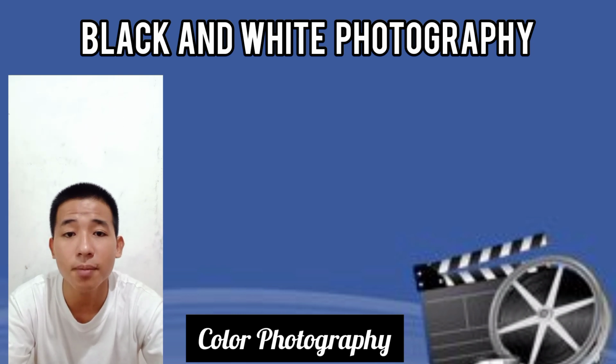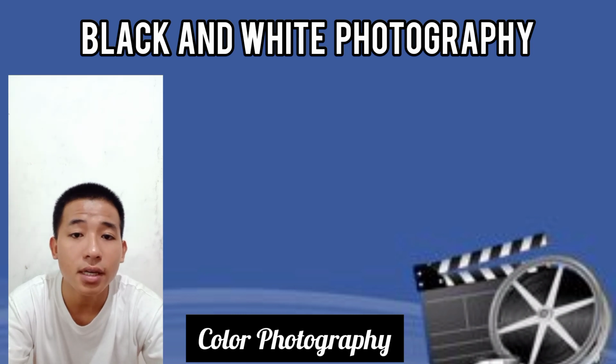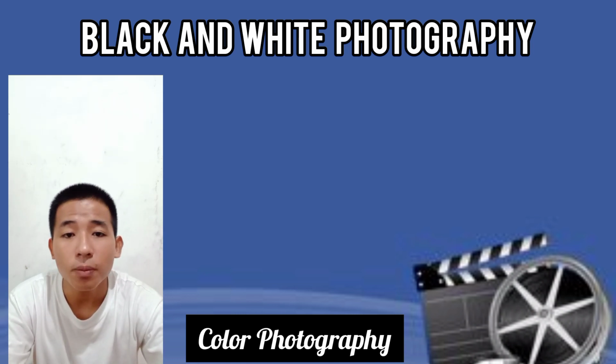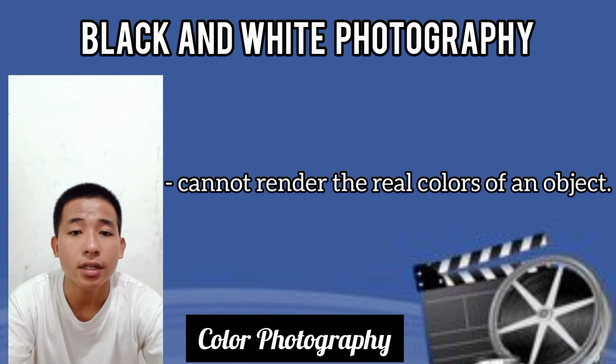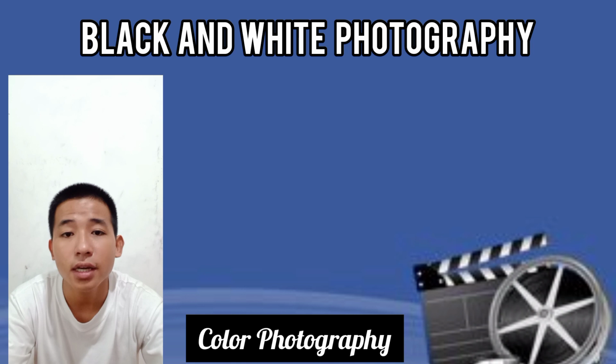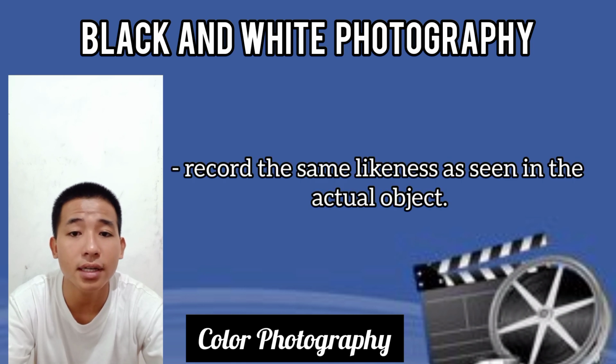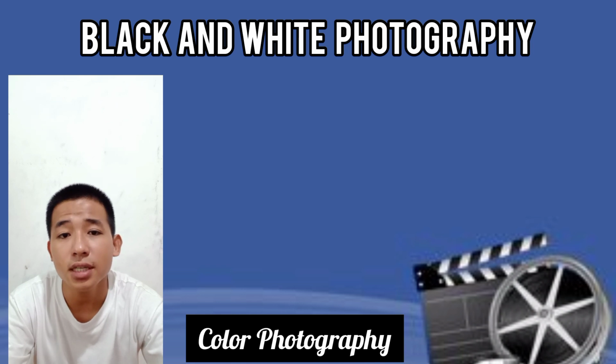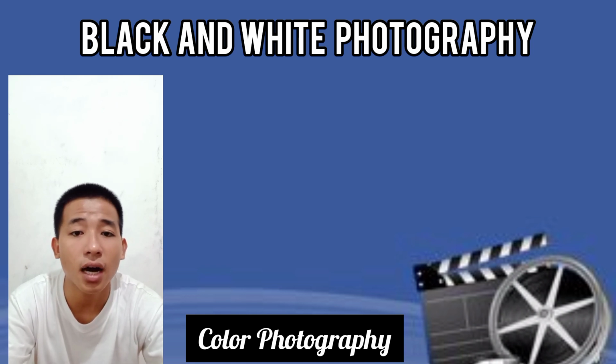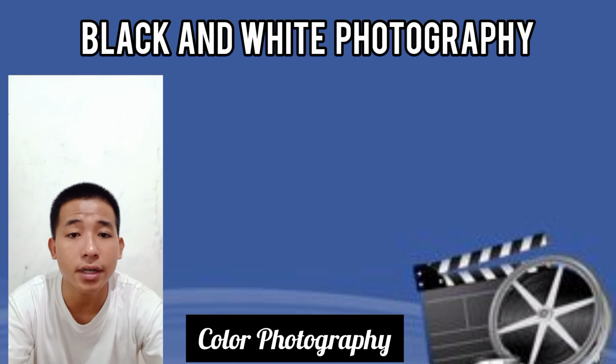There is a difference between black and white photography and color photography. Black and white photography cannot render the real colors of an object, while color photography can record the same likeness as the scene or the actual object. In a court of justice, the color and appearance of the object are compared to the actual object, and if the subject is blood drops, it will be recorded as black instead of red.